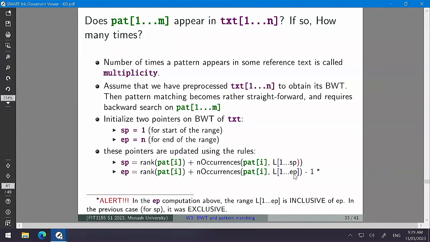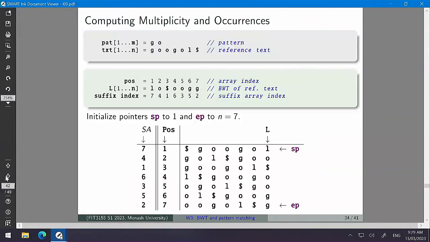The reason you have the inclusive-exclusive business is that you will see, once you do the algorithm, that it makes mathematical sense to have that structure to narrow down your search. We'll do an example very quickly. The pattern is GO. The text is Google.